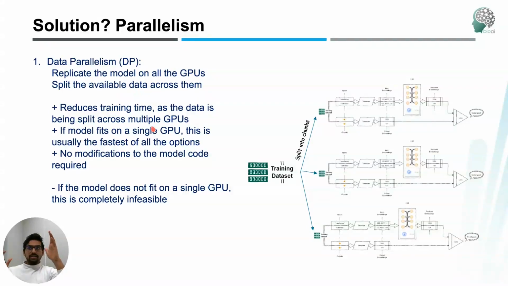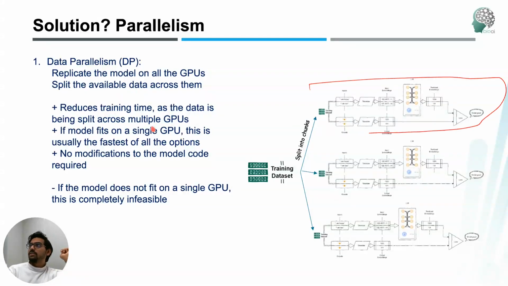And the network itself, the entire training pipeline, is also present on each of the GPUs. It's not split by any means. So as you can see in this diagram, this was the original pipeline that we had, and now it's replicated on all the available GPUs.